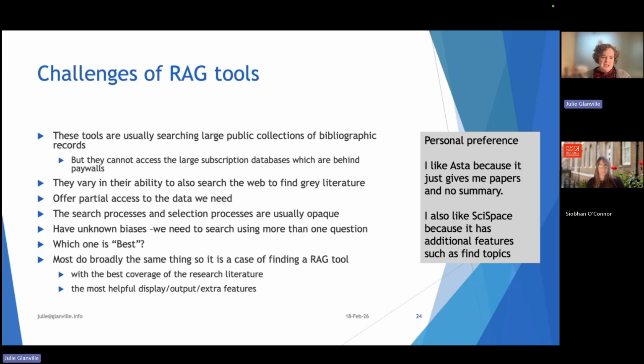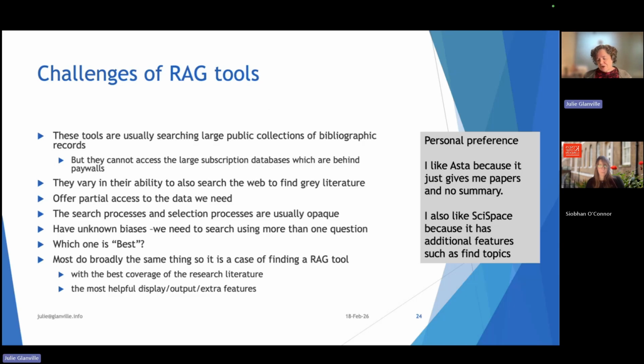The search processes they're using and the record selection processes they're using are usually not clear to us. It's a bit black box. It's very black box. They also have a range of unknown biases because we don't know how they're selecting the records that they choose to show us at the end. And knowing that, it means we have to think about options to reduce the bias that might be there. So we probably need to search using more than one question.